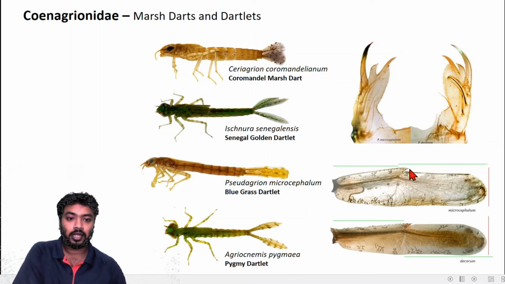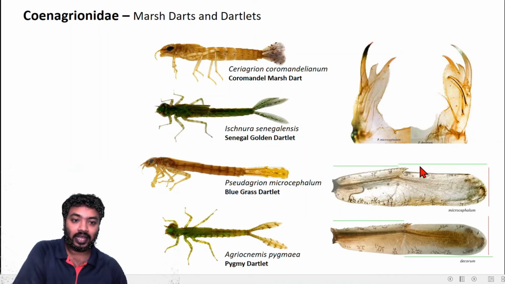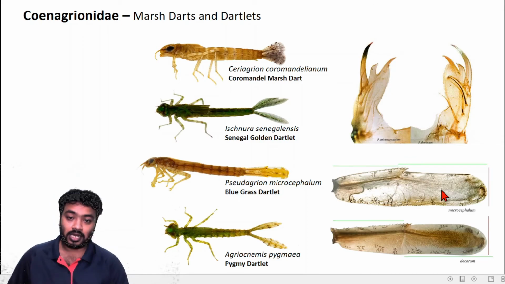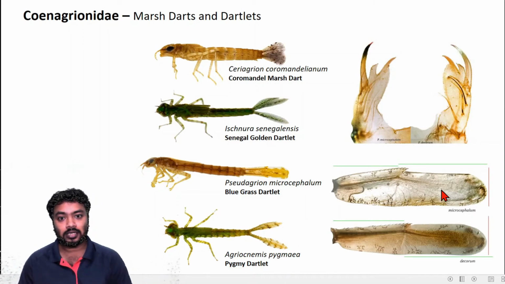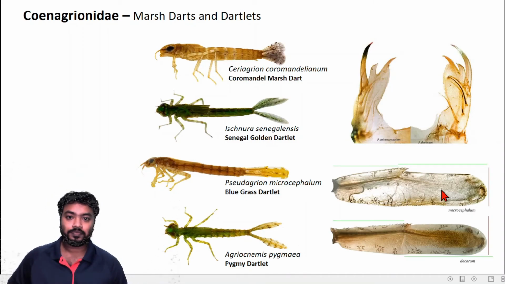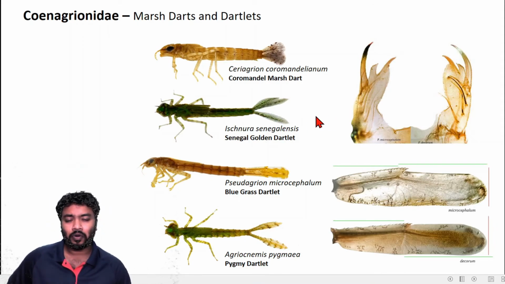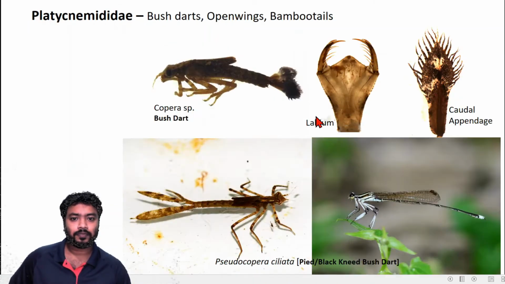That is very crucial. And here also, see, the microcephalum and decorum caudal appendages are quite different in shape. It is quite wide, and the ratio between the length from base to the node is also a very crucial character. So we are actually studying these larvae again and again, just to understand some more characters that we can use for identification. But I think species level identification is still not very easy for all these Pseudagrion species.